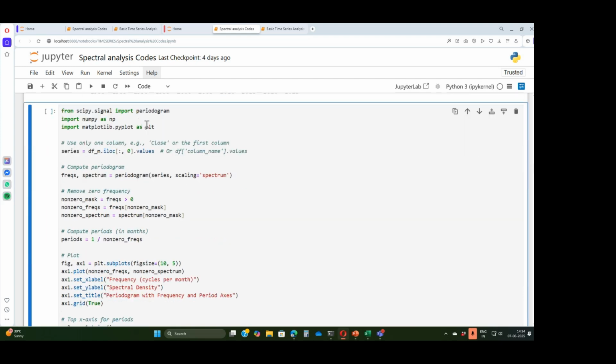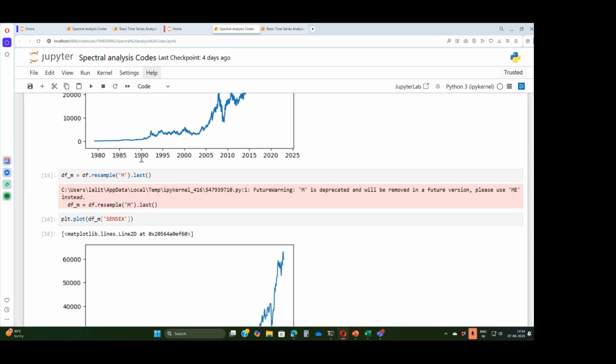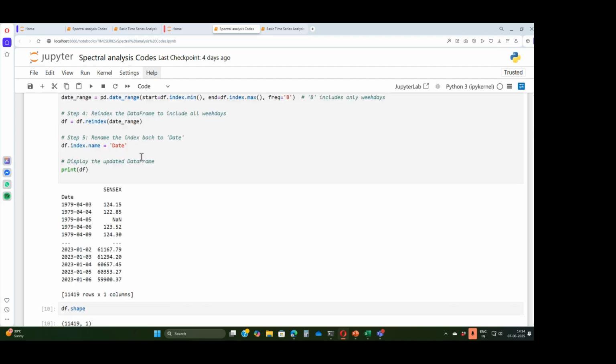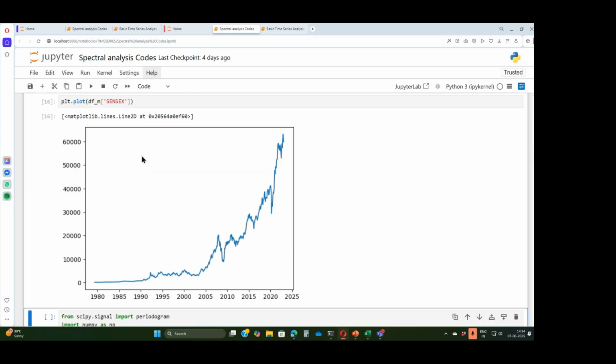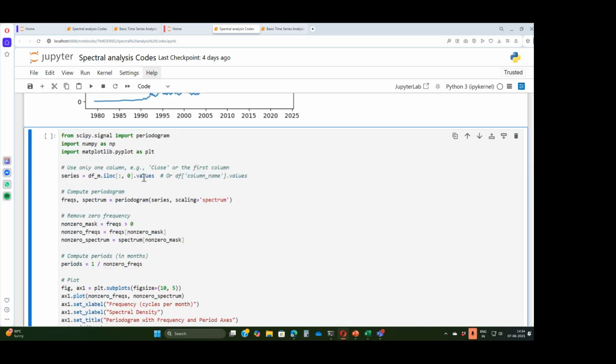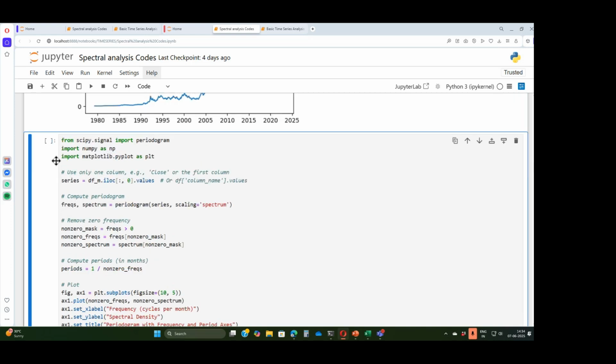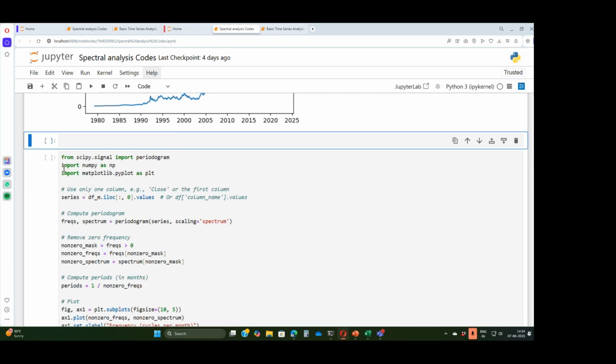Now what I'm going to do is pick that periodogram. I take the series ds underscore ilog is equal to the 0th column, because there is only one. The date has gone into the index, as you see, it's not showing over here. That is why I'm telling the computer, give me only the zeroth column.